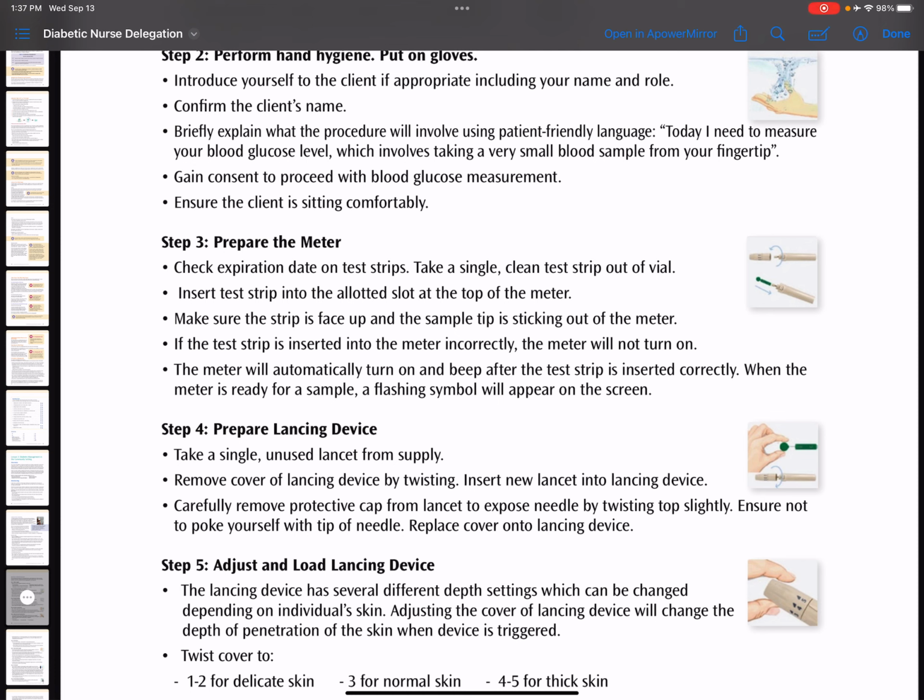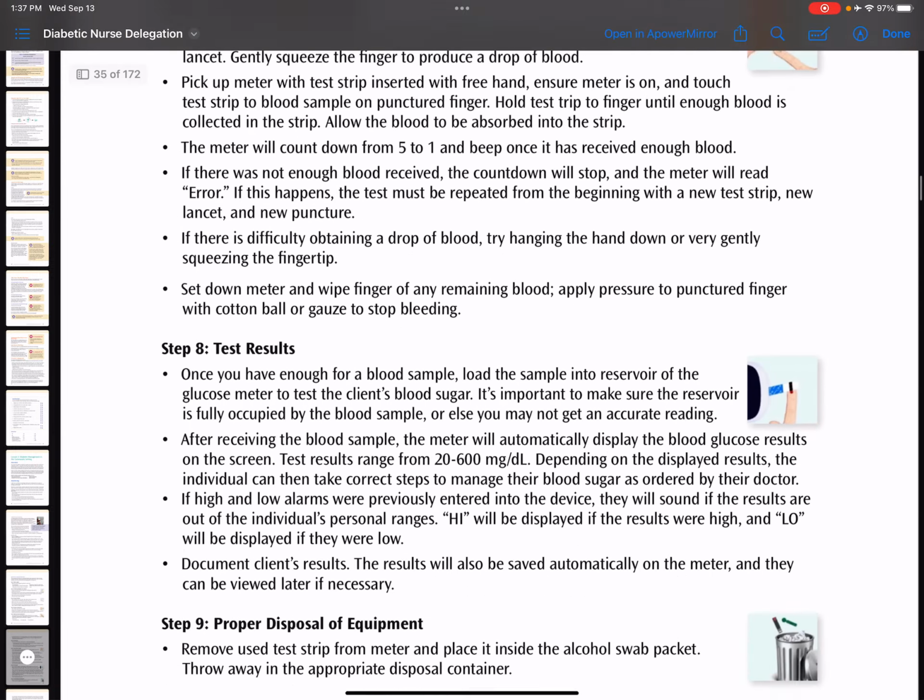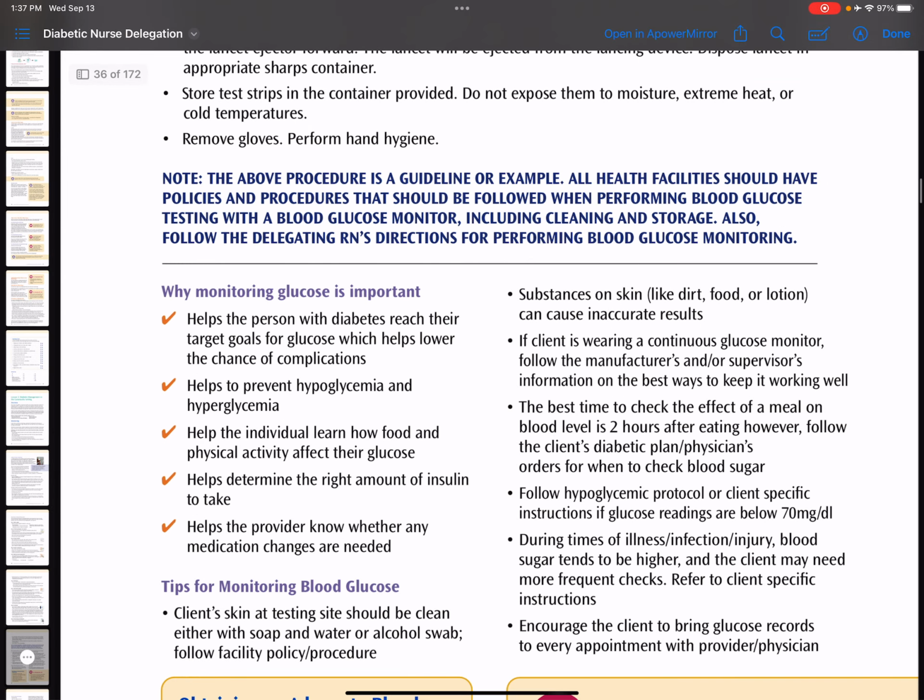Why is it important to monitor blood glucose? Because it helps us with a lot of things. First, it helps the person who is diabetic reach the target goal for glucose, which helps lower the chance of complications. It helps to prevent hypoglycemia or hyperglycemia. It helps the individual learn how food and physical activity affect glucose. It helps determine the right amount of insulin to take. It also helps the provider know whether any medication changes are needed.